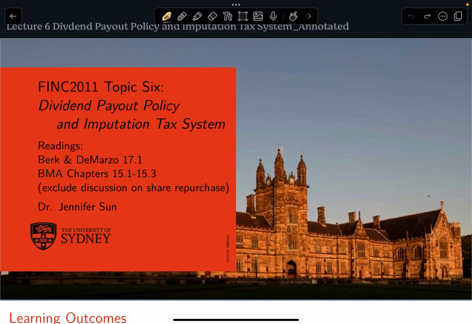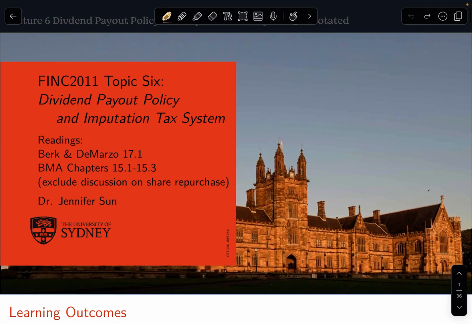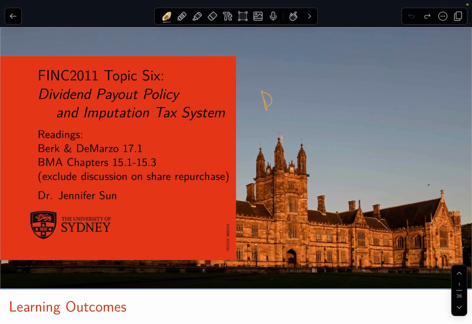All right, continuing on to lecture 6. Once again, we are using the iPad format of presenting the information since there's a lot of math involved and I want to be able to annotate a lot of these slides. So last week we talked about the dividend discount model.